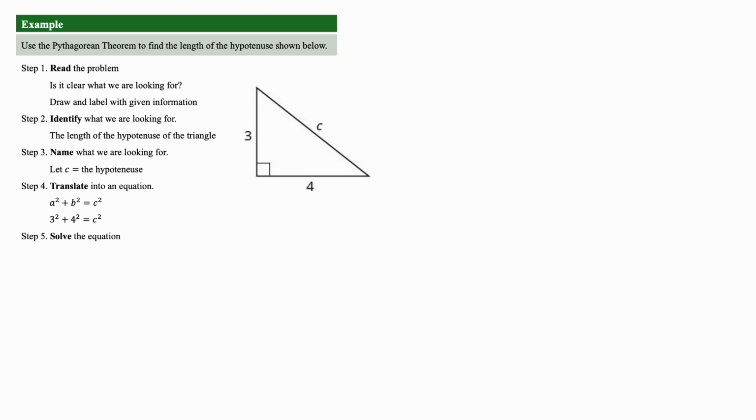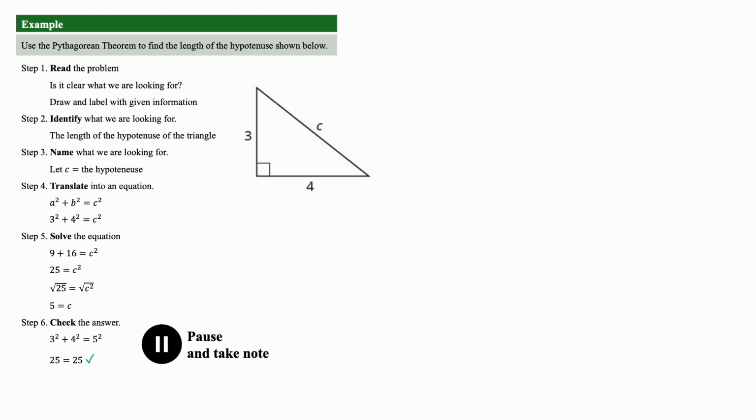So we're going to solve the equation. So 9 plus 16 equals c squared, and do a little bit more simplification to get 5 equals c. Because remember, we have to take the square root of both sides to get the c just by itself. We're going to check the answer. And after simplification, 25 equals 25. So we're going to answer the question. The length of the hypotenuse is 5.